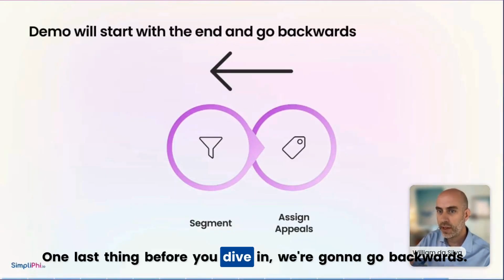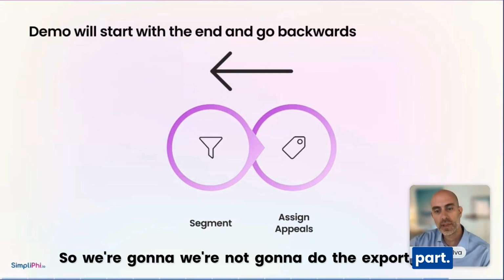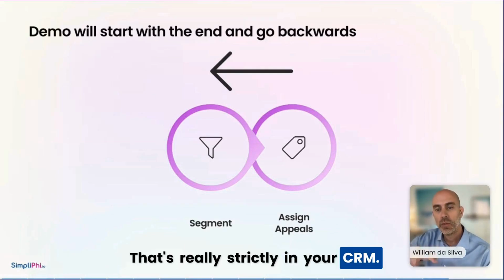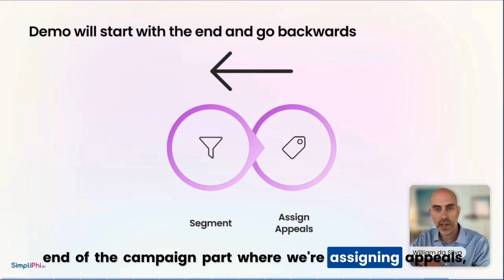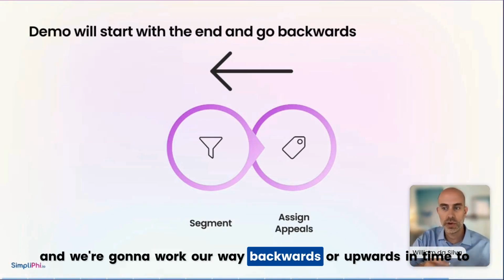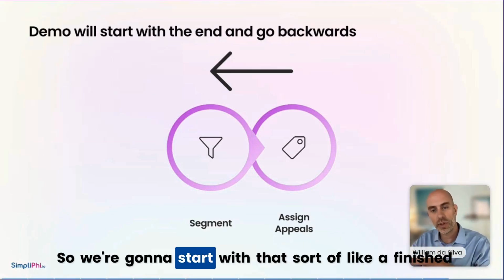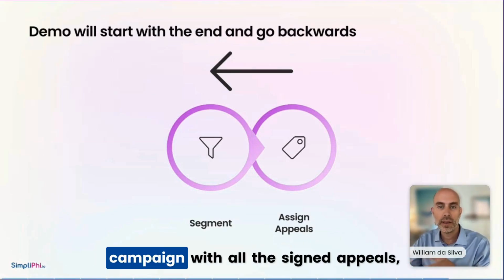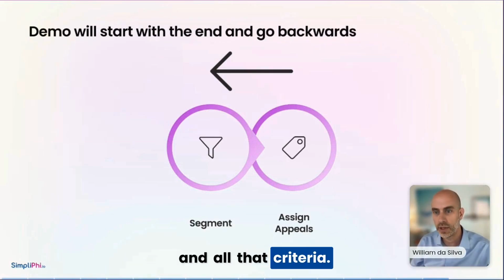One last thing before you dive in, we're going to go backwards. So we're not going to do the export part. That's really strictly in your CRM. But we're going to start from the end of the campaign part where we're assigning appeals, and we're going to work our way backwards, or upwards in time, to see how the segmentation works. So we're going to start with a finished campaign with all the assigned appeals, and then work our way towards the segmentation and all that criteria.